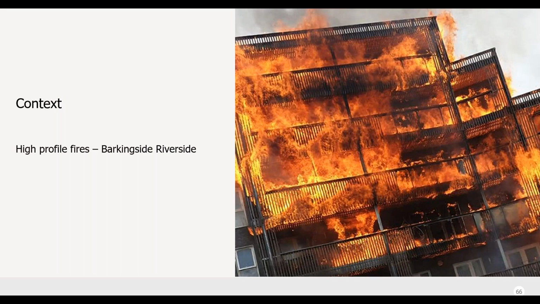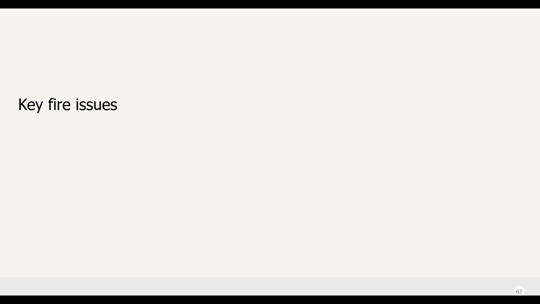There's also the Barking Riverside fire, which spread rapidly over the balconies. The balcony was constructed of combustible materials. It was a particular set of circumstances that caused the fire and its rapid spread, but even so, it was a pretty horrific fire. Next. So what are the key issues identified in the standard?